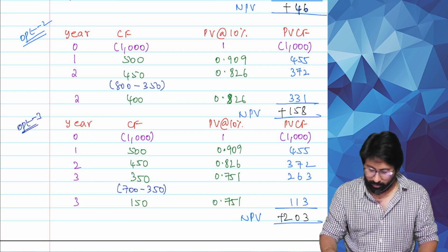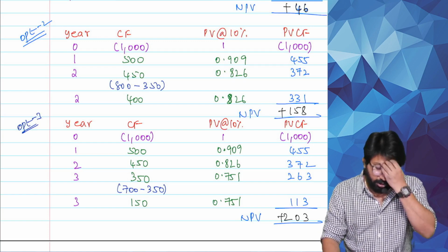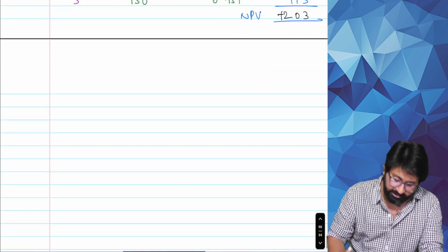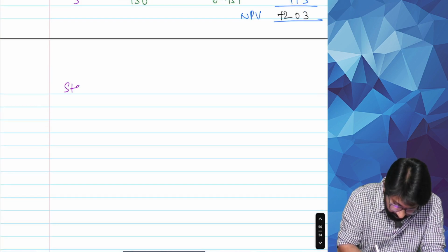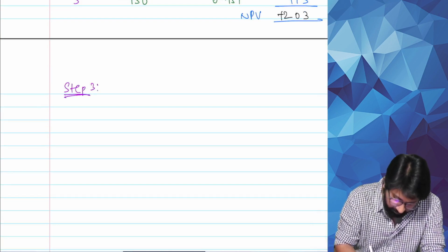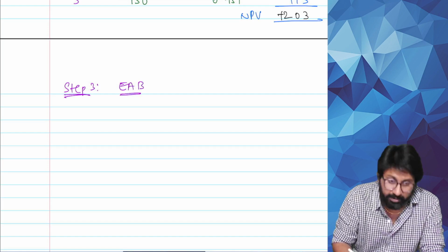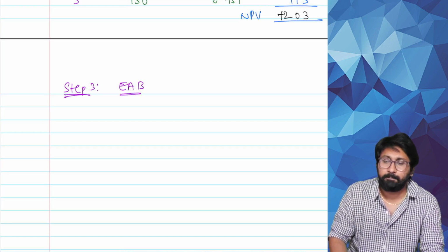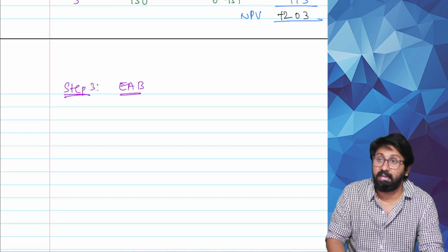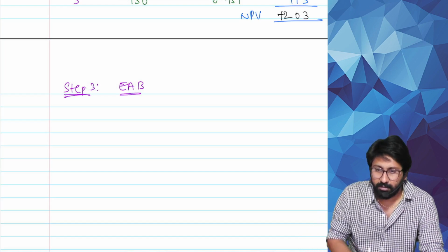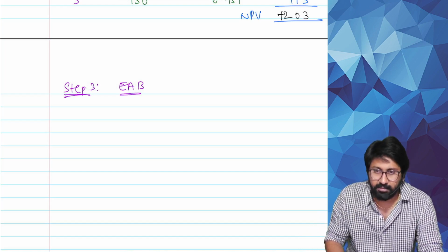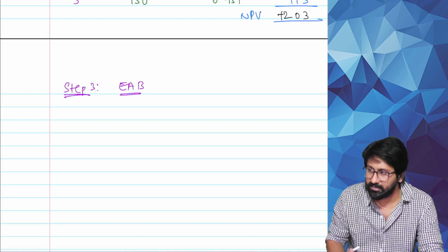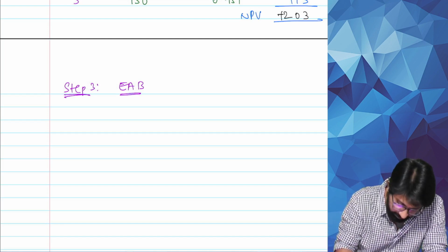Listening? Let's begin. Now we need to calculate EAB. Write down, step number 3: EAB. First tell me what is the formula for EAB. NPV divided by PVAF. You have the NPVs with you, and we have the PVAFs with us. We just need to calculate NPV divided by PVAF.